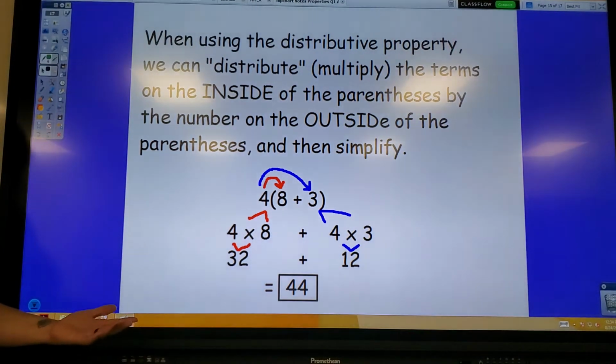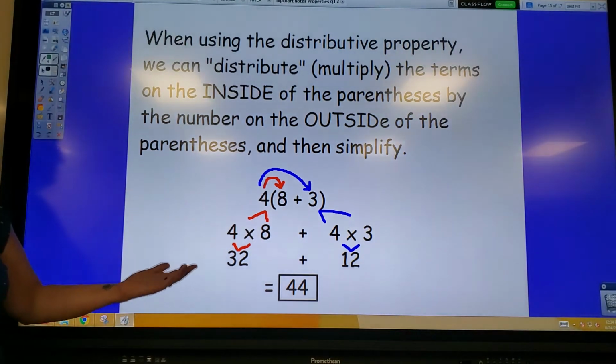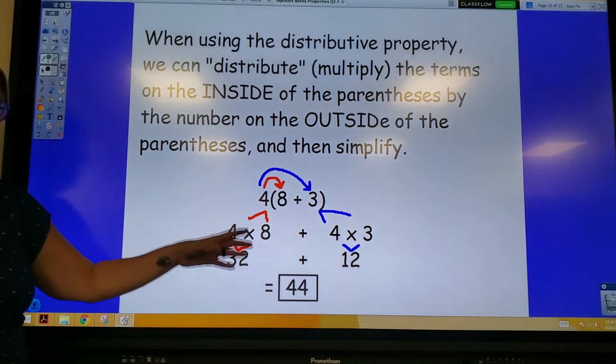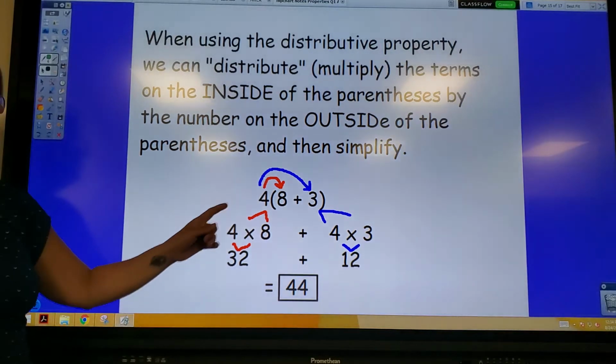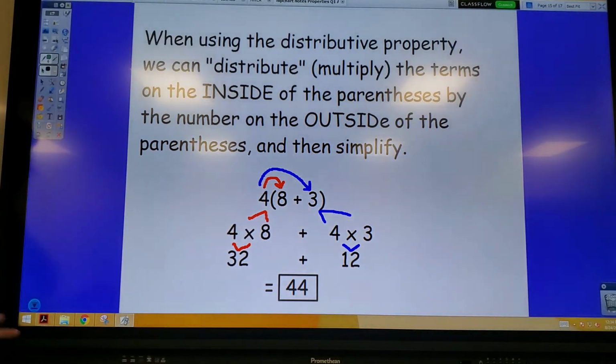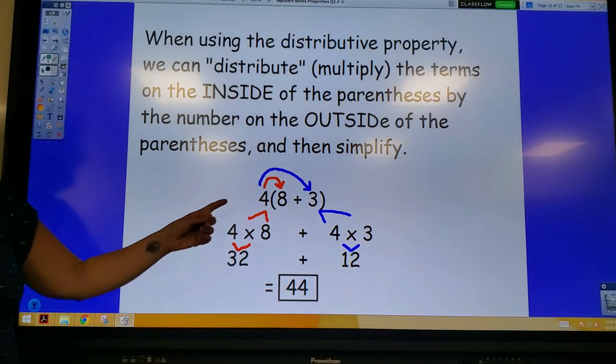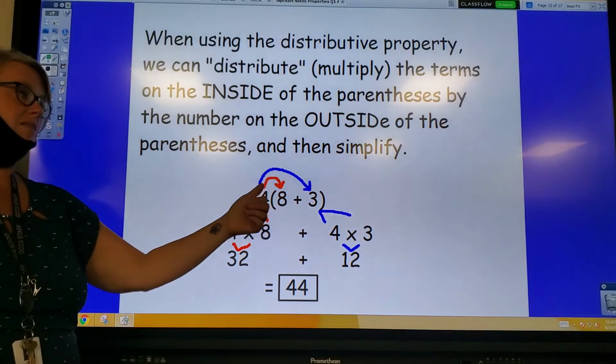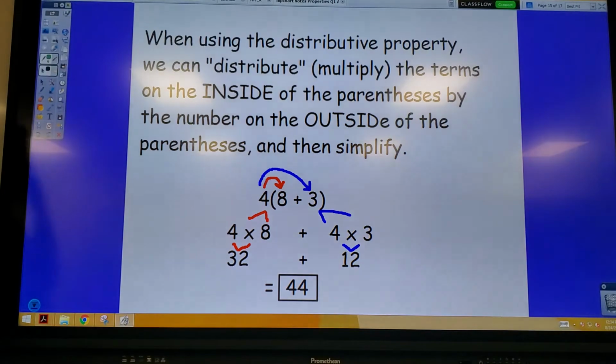So we end up with the same answer. Now, you may be thinking, why would you do all of that work when it was so much easier to do 8 plus 3 is 11 than 4 times 11 is 44? I agree. The easier way would be 8 plus 3 and then 4 times the 11, all right? But the reason that a lot of times you use the distributive property is when you have variables, okay?